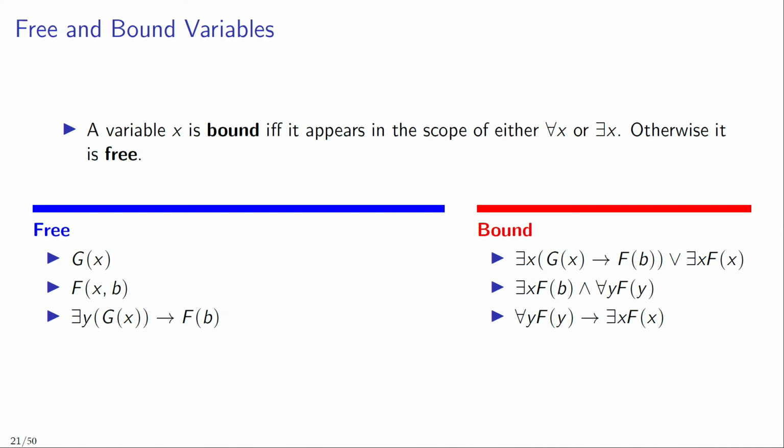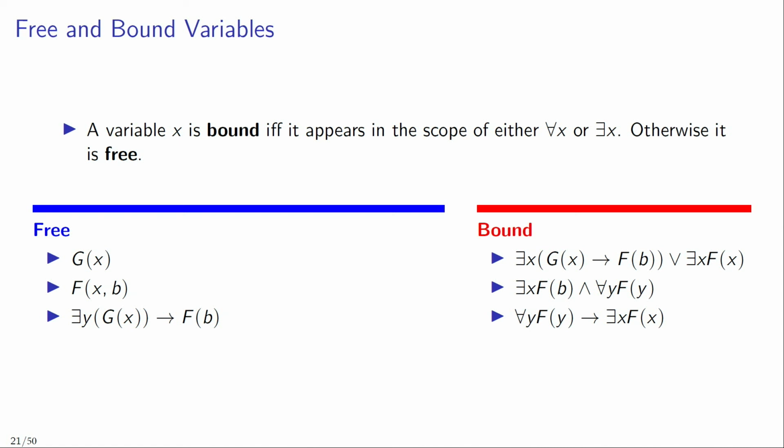Now let's start on the left-hand side with the free variables. If you look at the formula gx, the variable x is free. It's not in the scope of any quantifier, so it is free. In the second line, you see the formula fxb, and as before, the variable x here is free, since it is not bound by any quantifier.